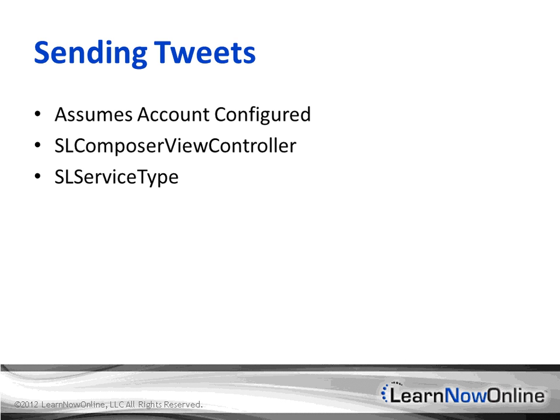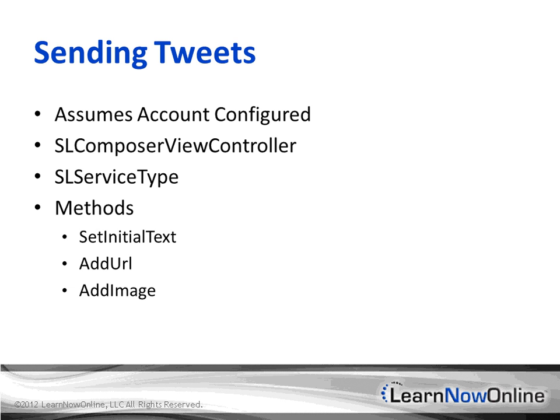We'll need to understand this thing called a service type. It's just an enum for us. We'll use that for Weibo or Facebook or Twitter so that we tell the system this is the network that we're going to use. Some of the methods you'll want to be aware of: set the initial text, which is the text the user is going to have when this controller pops up. There's an add URL method so that we can add URLs that'll end up being clickable links. And we can also add images so that, say for Twitter, the image is uploaded with the tweet.